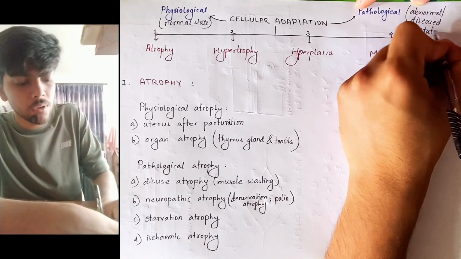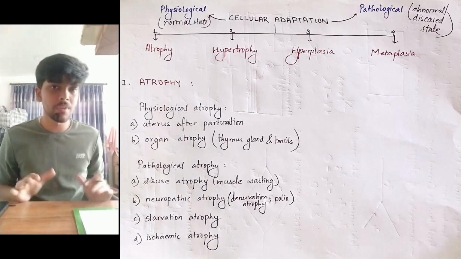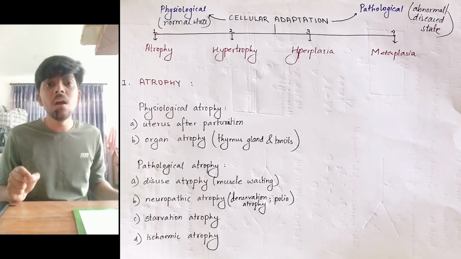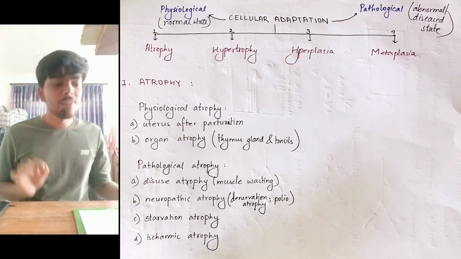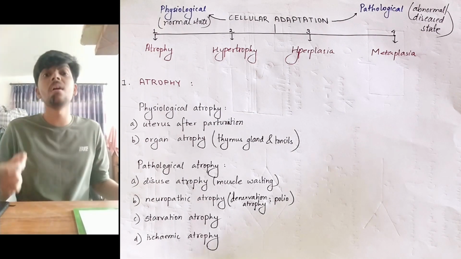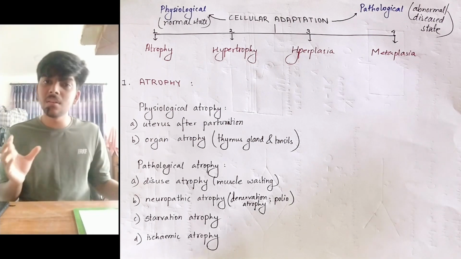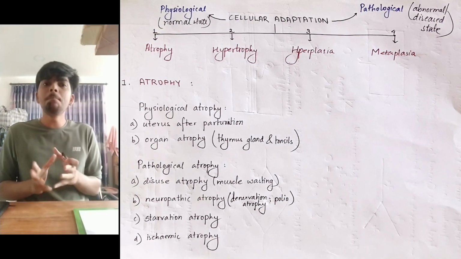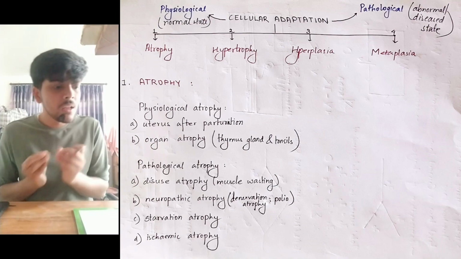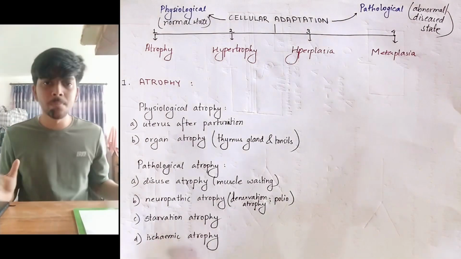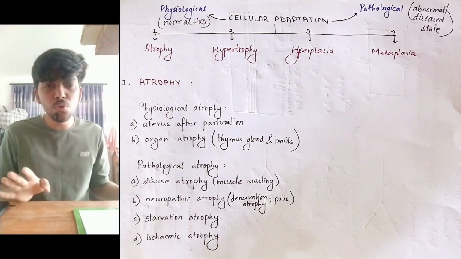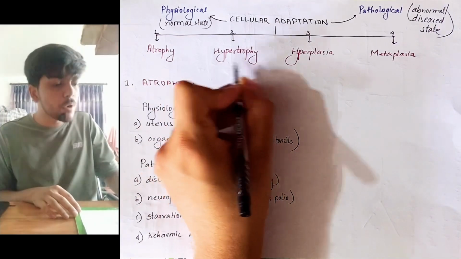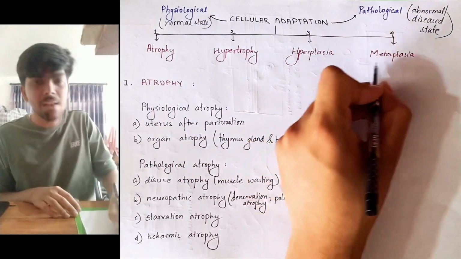So I hope it's clear now. If it's not, it will be better cleared once I use various examples. So physiological cellular adaptation is the cellular adaptation during the normal physiological process of the body. Pathological cellular adaptation is the cellular adaptation during abnormal condition, like during the case of a certain disease affecting the body. Okay, on the basis of what happens to the cell, cellular adaptation are of various types. However, among those various types, you need to know compulsorily four of them: atrophy, hypertrophy, hyperplasia, and metaplasia.